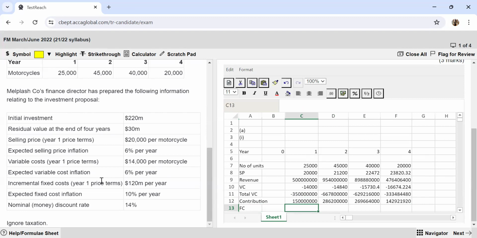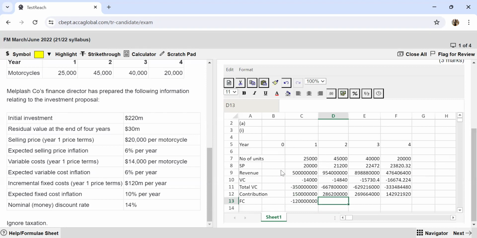So my fixed cost over here is given to me at $120 million per year. Now be very mindful. We are taking incremental fixed costs because these are the fixed costs which arise directly due to us taking this project. Otherwise, if these were general fixed costs which would anyway be incurred, then this would be irrelevant and we would not be taking this in our calculations. But because it is mentioned that these are incremental fixed costs, that is why we are going to put them in our calculations. So the first one is given to me as $120 million per year.